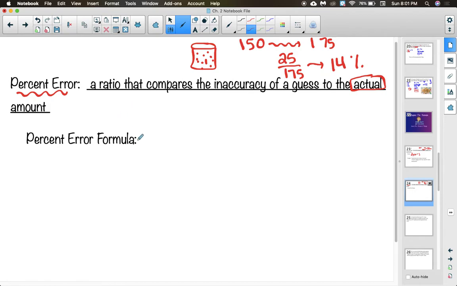So there is a formula for this as well. The formula includes delta again, so there's delta. And you know that I found delta by doing that little bit of subtraction. I said, well, okay, how far away was our guess from the actual amount? So it's delta over the actual amount, or the correct amount.